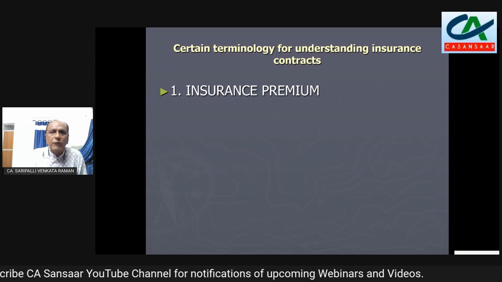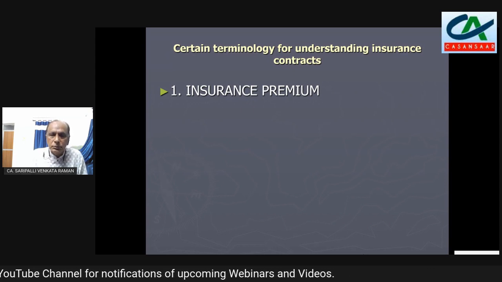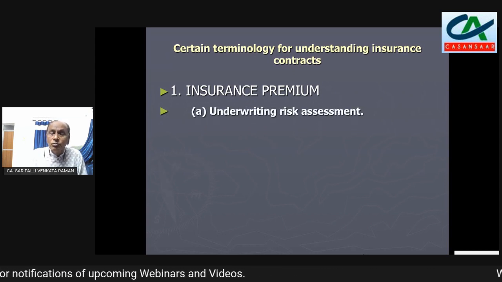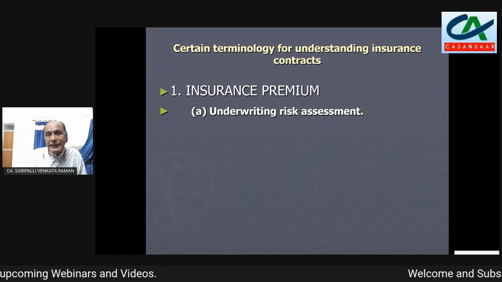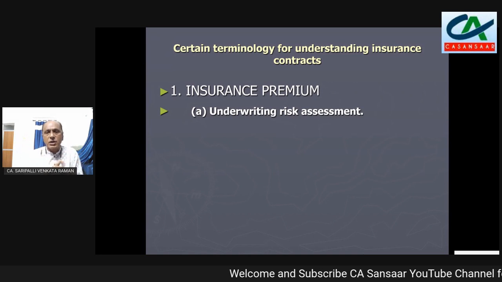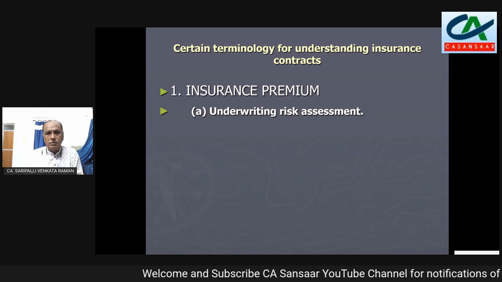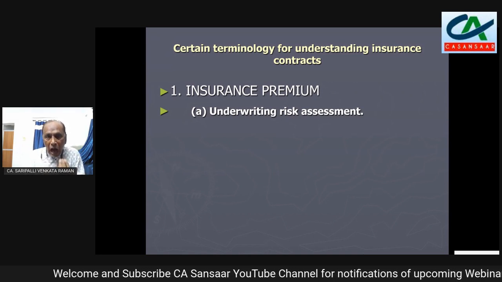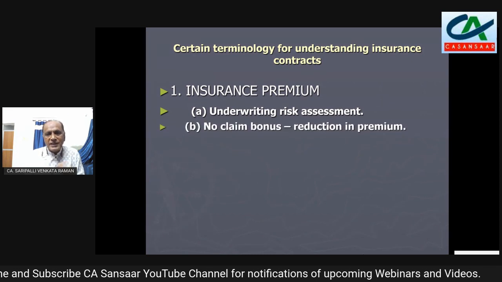Next, certain terminology for understanding insurance contracts. Insurance premium: we know that we have to pay a premium, which is decided by the underwriting department. There's an underwriting department in an insurance company which will assess the risk and will ask you to pay the premium.